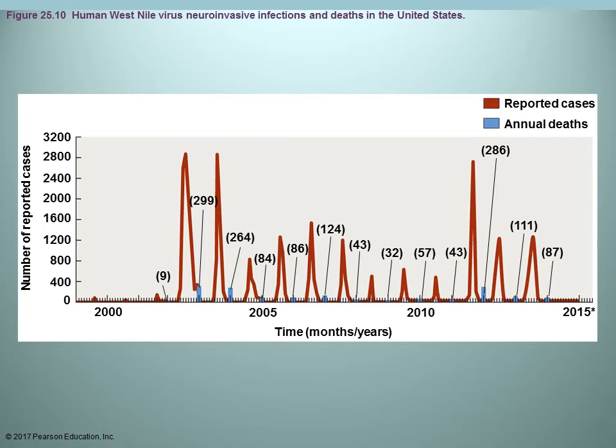just because you have the virus does not mean that you will end up with encephalitis. And so this table is showing from roughly 2000 to 2015. On the graph in blue is the number of deaths. In red are the number of infections. So you can see how there have been peaks over time.